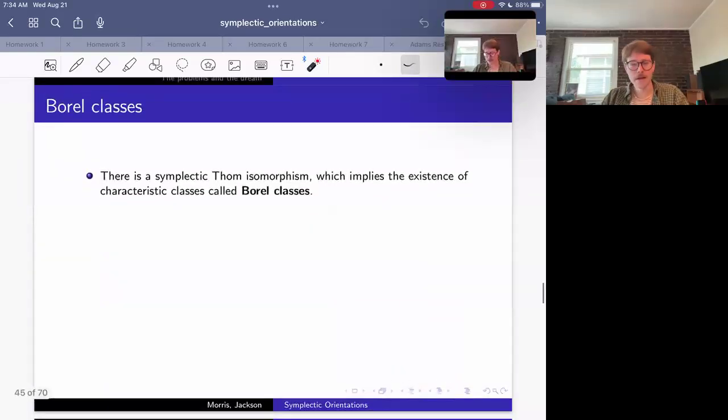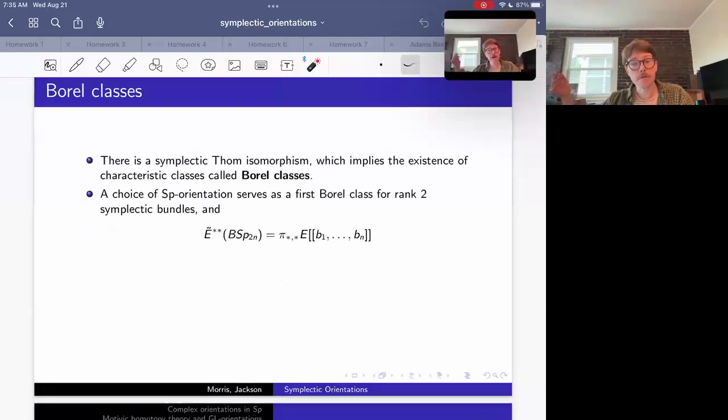Let's think about this. If we're in analogy with before, we want to go into some geometry. We talked about characteristic classes. We have them here. There's a symplectic Thom isomorphism, which gives us these things called Borel classes. And the Borel classes play the role of Chern classes in complex or GL-oriented spectra.